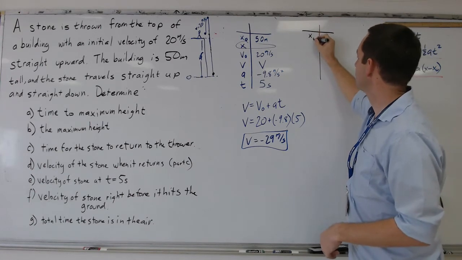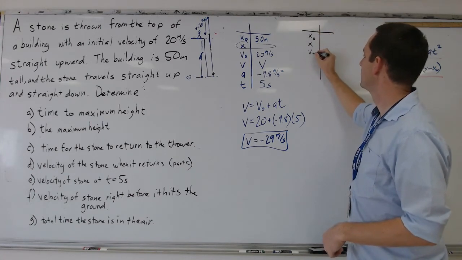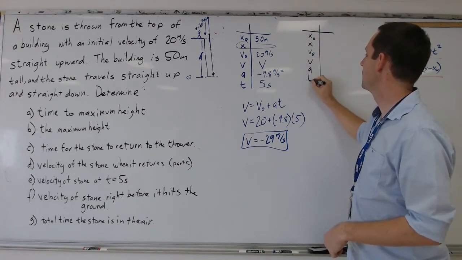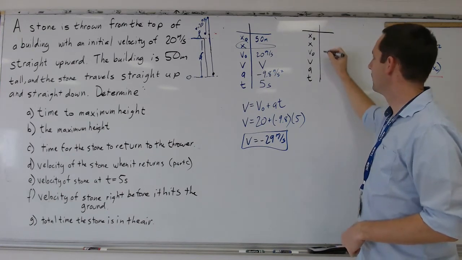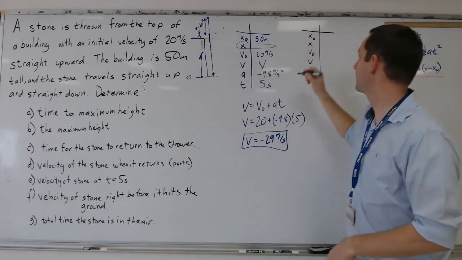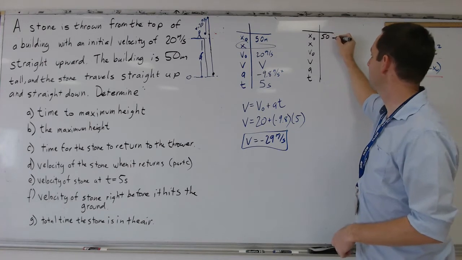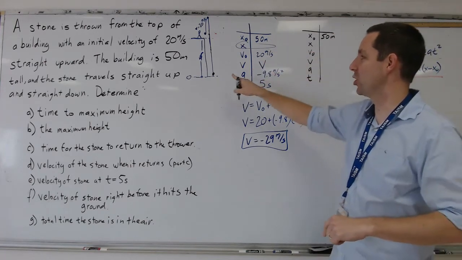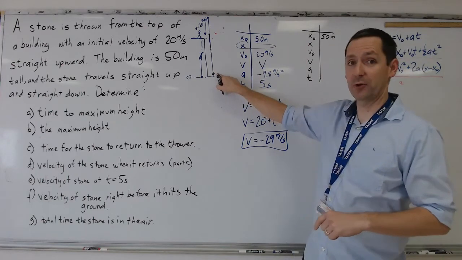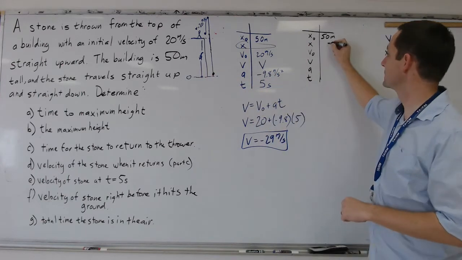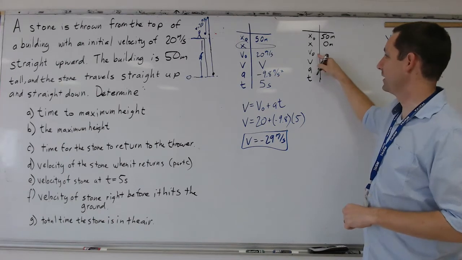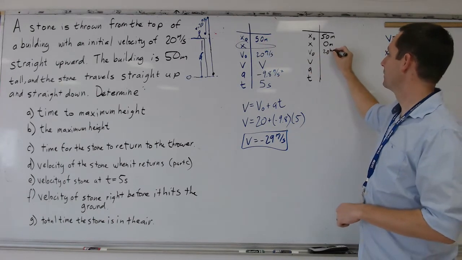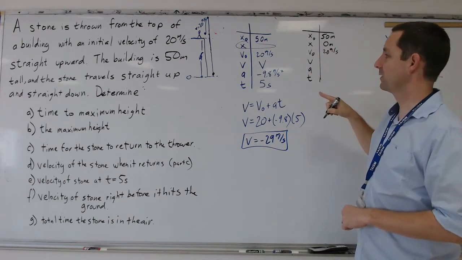We're going to go ahead and make a new table. X naught, X, V naught, V, A, and T. My initial position is going to be that 50 there. 50 meters. My final position, this time I know it, right? All the other ones I didn't know, but now I'm right here, right at the ground. That's what I defined my 0 as, so I'm going to put 0 there. My initial velocity is still that 20 meters per second. My final velocity, I don't know.